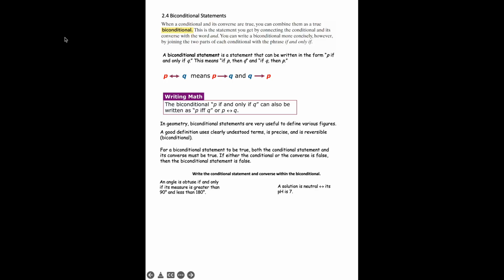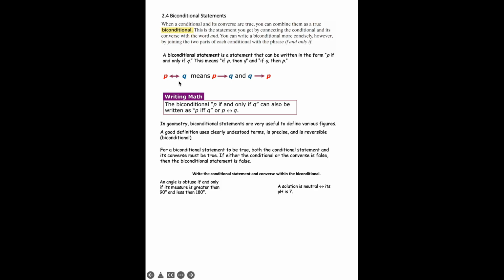Biconditional statements. When a conditional and its converse are true, you can combine them as a true biconditional. So the prefix in biconditional, bi, meaning two. This is the statement you get by connecting the conditional and its converse with the word and. You can write a biconditional more concisely, however, by joining the two parts of each conditional with the phrase if and only if. A biconditional statement is a statement that can be written in the form P if and only if Q. And this is the symbol for that.